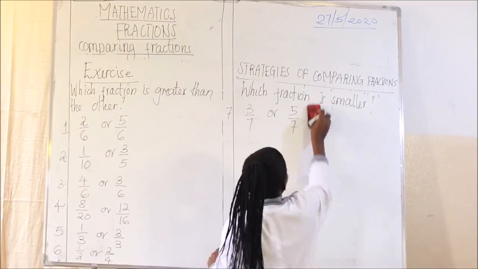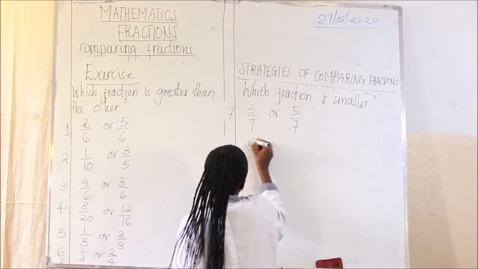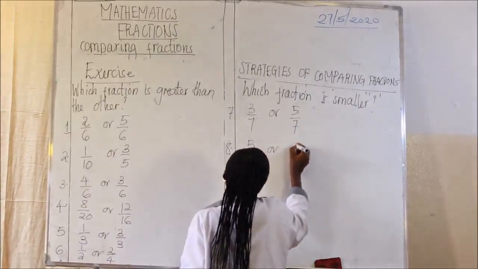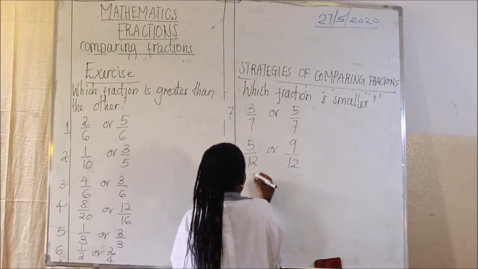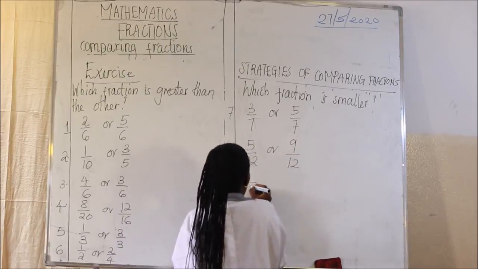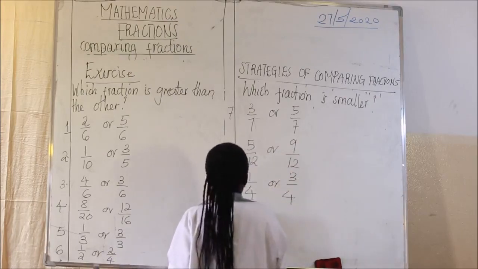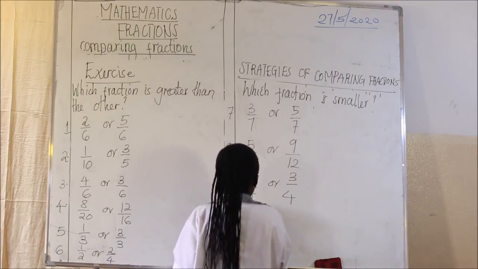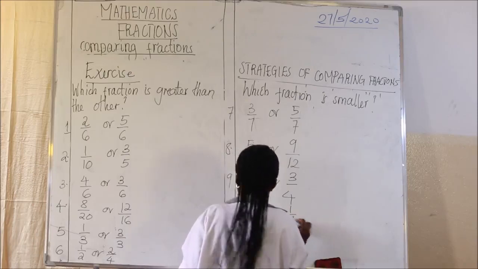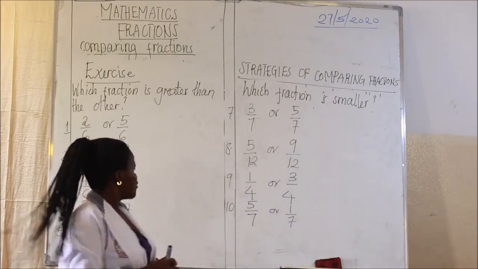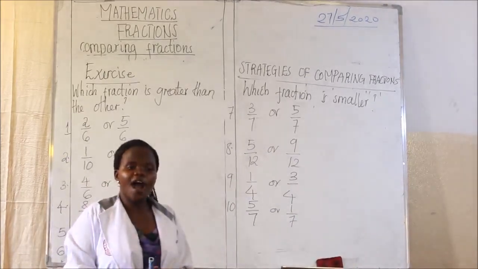Here we have already the question mark in the question, so we shall have the question this way. Number 8, 5 over 12 or 9 over 12. Use observation method. Number 9, 1 over 4 or 3 over 4. And number 10, 5 over 7 or 1 over 7. Just 10 questions.